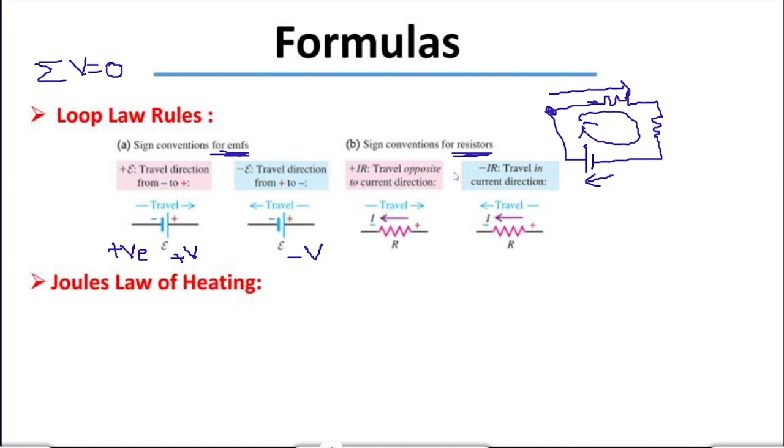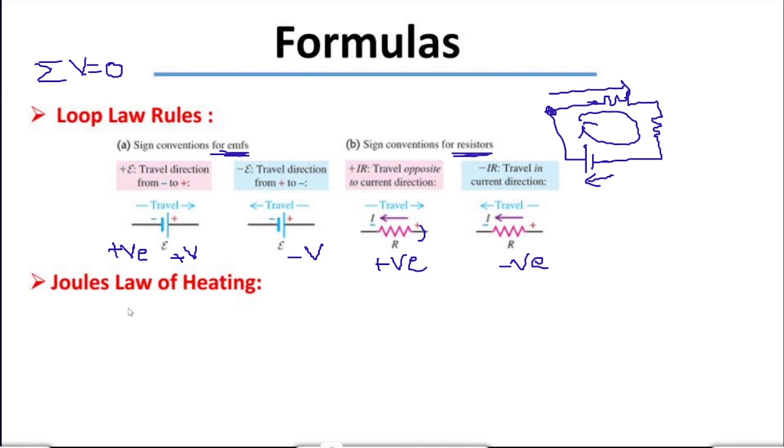The opposite holds for resistors. Here the current is going in this direction, and if we are traveling opposite to the current, then the voltage is positive. If we are going in the same direction as the current, then it is negative. We need to know these sign conventions when we are solving a loop problem. We have 2-3 loop problems, and I'll remind you there also.